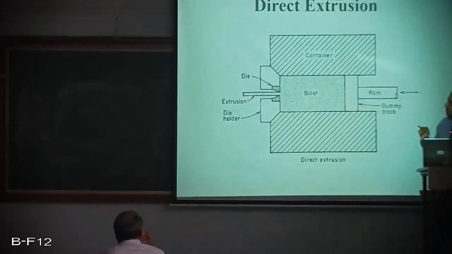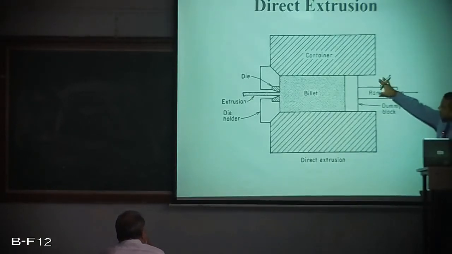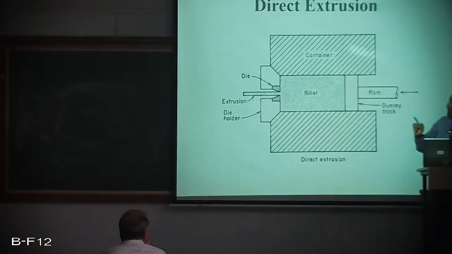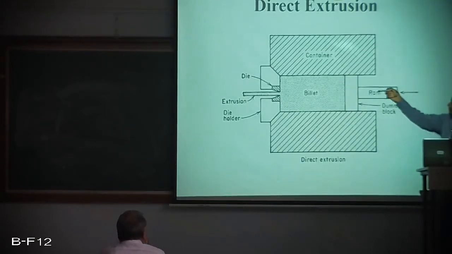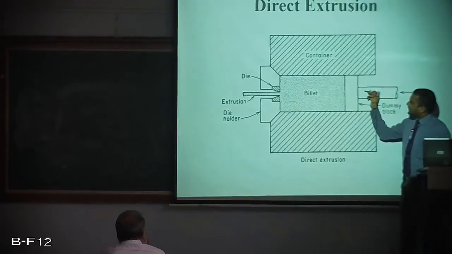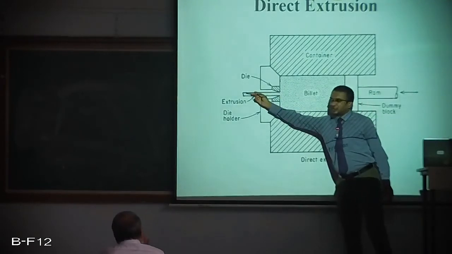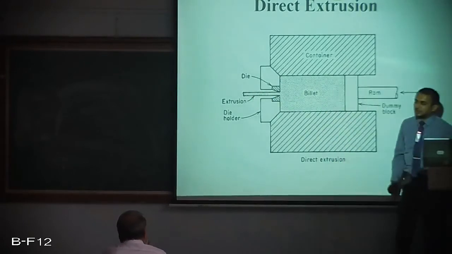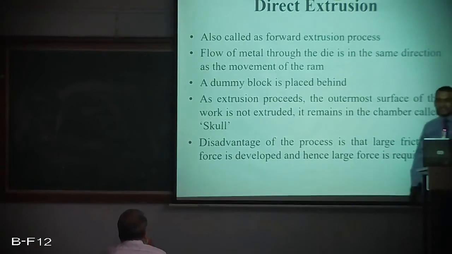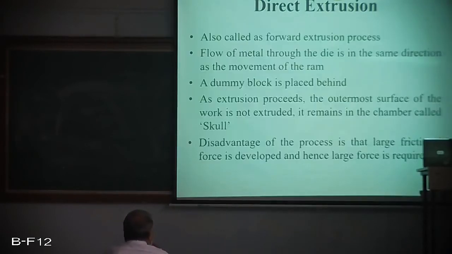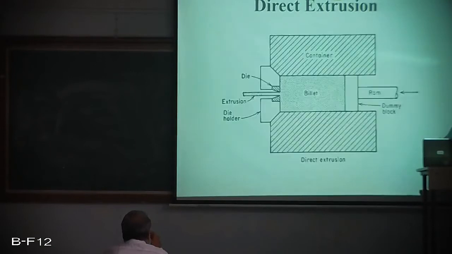The importance of the dummy block will be discussed further. You can observe that the dummy block is usually slightly smaller than the actual size of the container. This is the ram. The movement of the ram as well as the extrusion movement is in the same direction, so such a case is called direct extrusion. It's also called forward extrusion. The flow of metal to the die is in the same direction as the movement of the ram. A dummy block is placed behind.